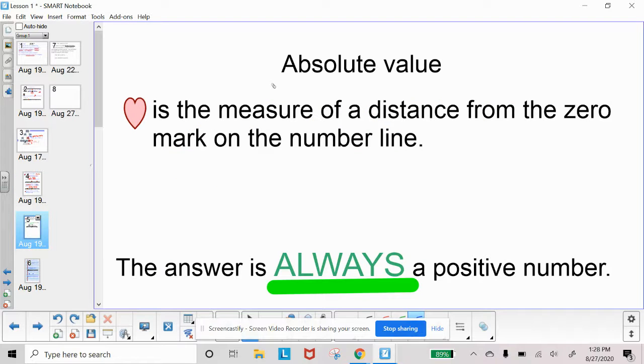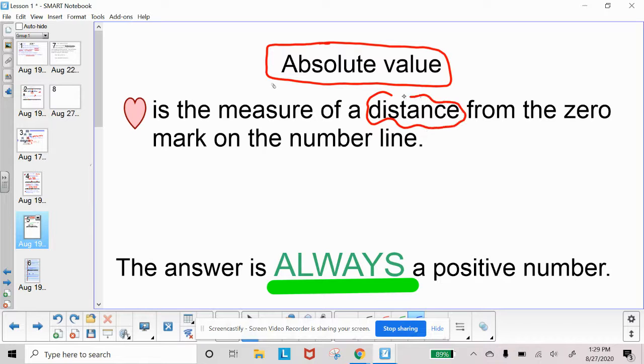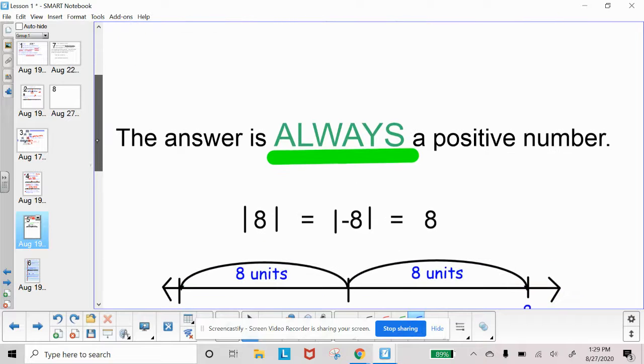Okay, absolute value. You may have been really good at greater than, less than, and didn't need to write much down. Make sure that you can define absolute value in your notes. So what's really important is that it's the measure of distance. So a distance can't be negative. For example, from me to the door is 12 feet. From the door back to me is still 12 feet. It's a distance, and distance can't be negative. So the answer should always be positive.